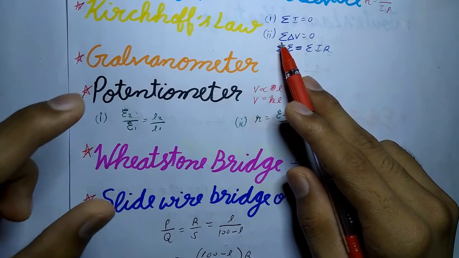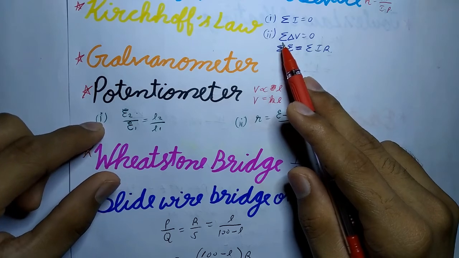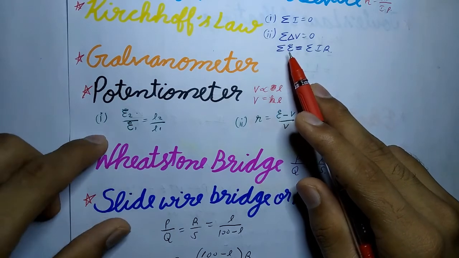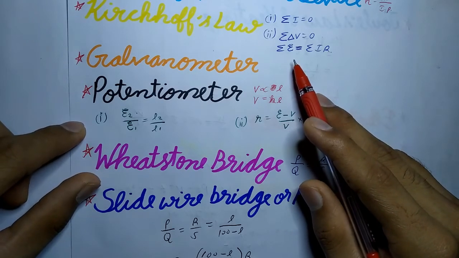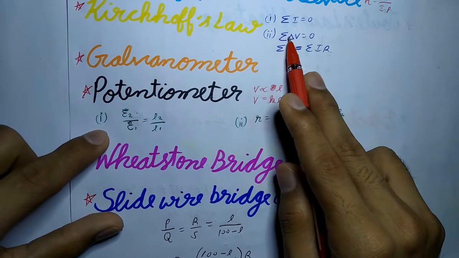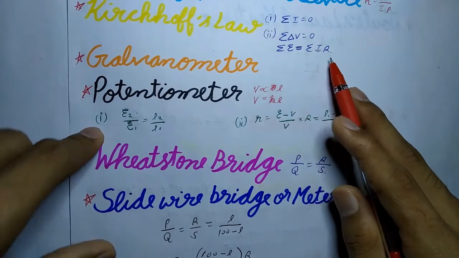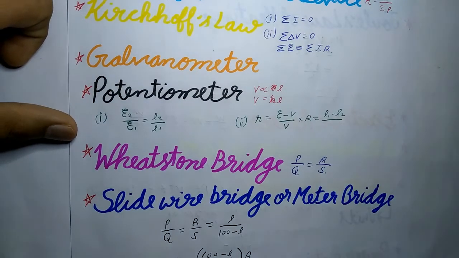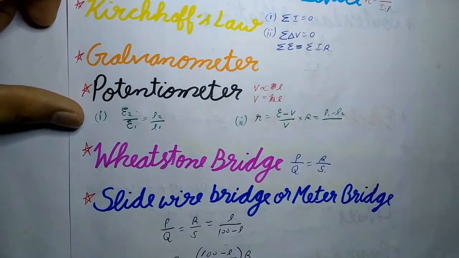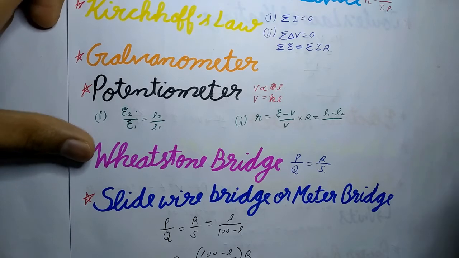So around any loop of a network, the sum of the changes in potential must be 0, or the algebraic sum of the EMFs in any loop of the circuit is equal to the sum of the products of the currents and resistances in it. So summation delta V is equal to 0, or we can say that summation E will be equal to summation IR. The justification for this law is that it is based on the law of conservation of energy. As the electrostatic force is a conservative force, the total work done by it along any closed path must be 0.